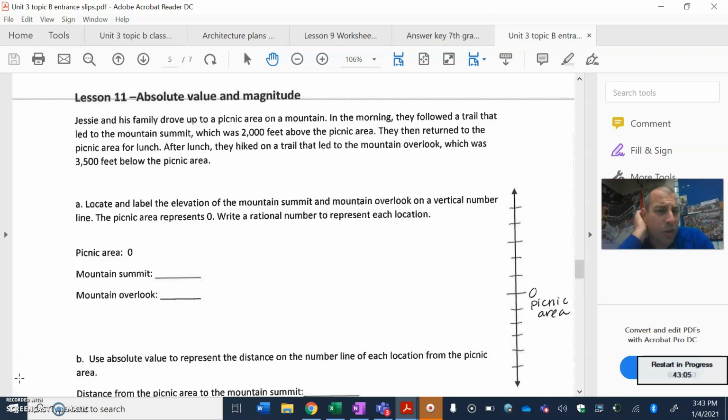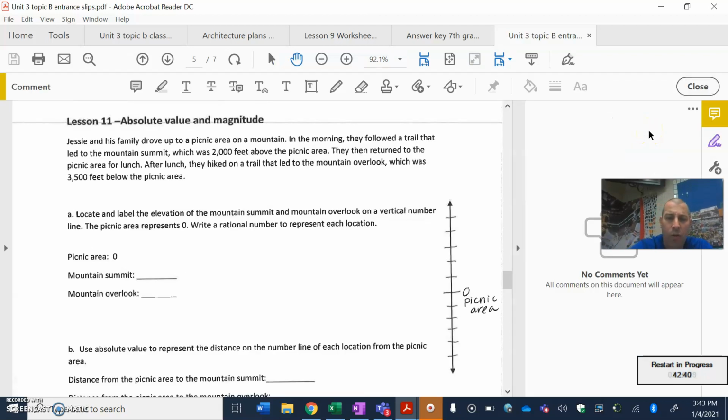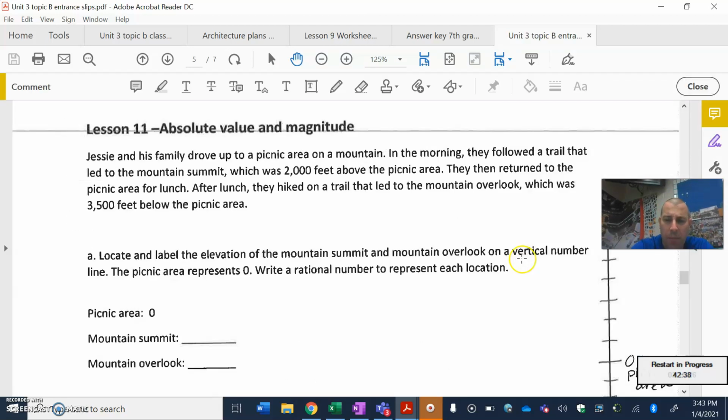Jesse and his family drove up to a picnic area on the mountain in the morning. They followed a trail that led to the summit, 2,000 feet above the picnic area. They then returned to the picnic area for lunch. After lunch, they hiked the trail that led to the mountain overlook, which was 3,500 feet below the picnic area. Locate and label the elevation of the mountain summit and the mountain overlook on a vertical number line.